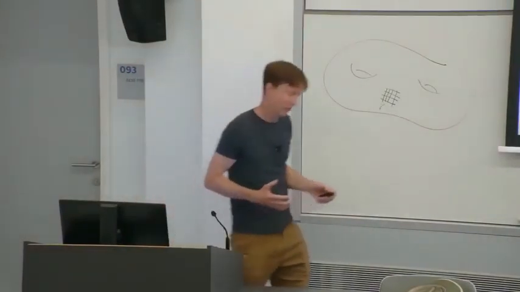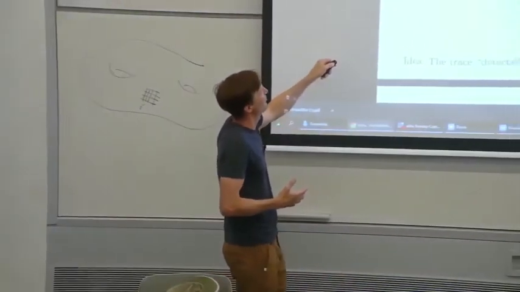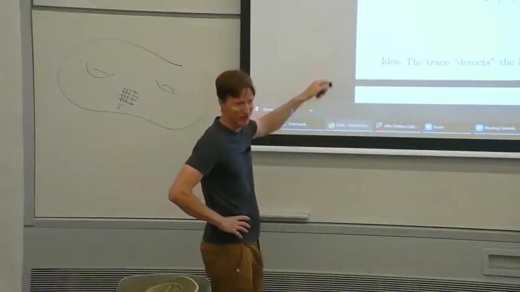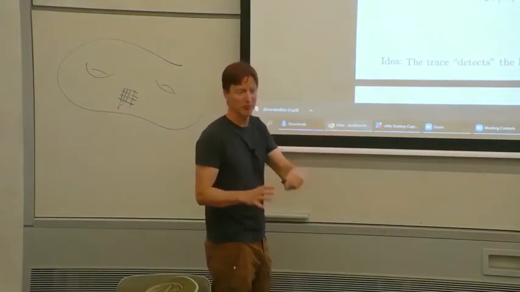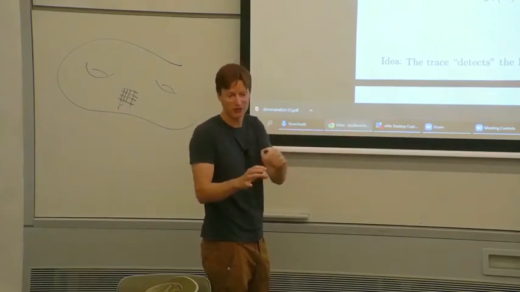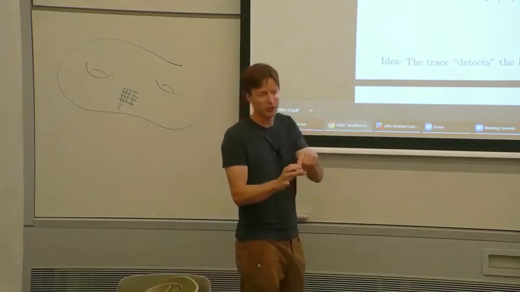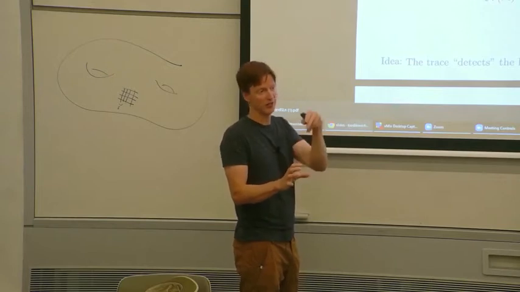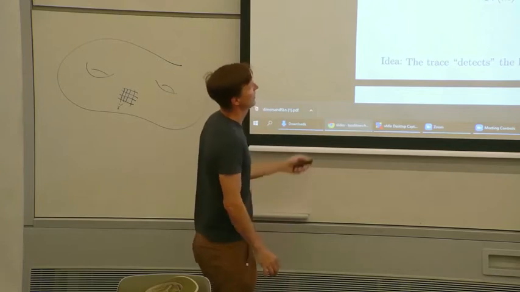Now, when I have a double dimer configuration, it is a big mess of loops, but most of them are very small and trivial, so they don't really contribute. Each loop contributes a factor of two because the monodromy is trivial. The trace of the identity matrix for SL2 is just two.